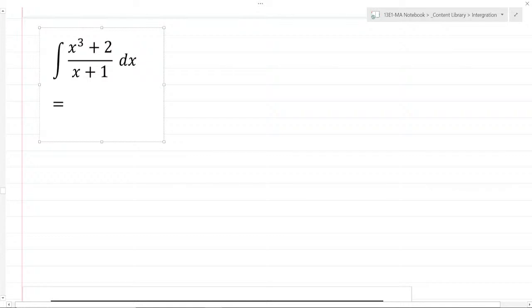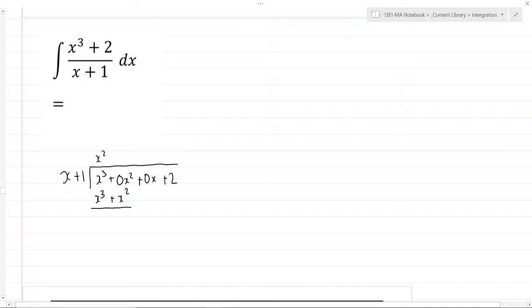Okay, so the first thing I need to do is actually divide this. So, how many times does x plus 1 go into it? You need to make sure that you write it as x cubed plus 0x squared plus 0x plus the 2 at the end. Okay, so how many times does x go into x cubed? It's going to be x squared. X squared times x is x cubed. X squared times 1 is plus x squared.